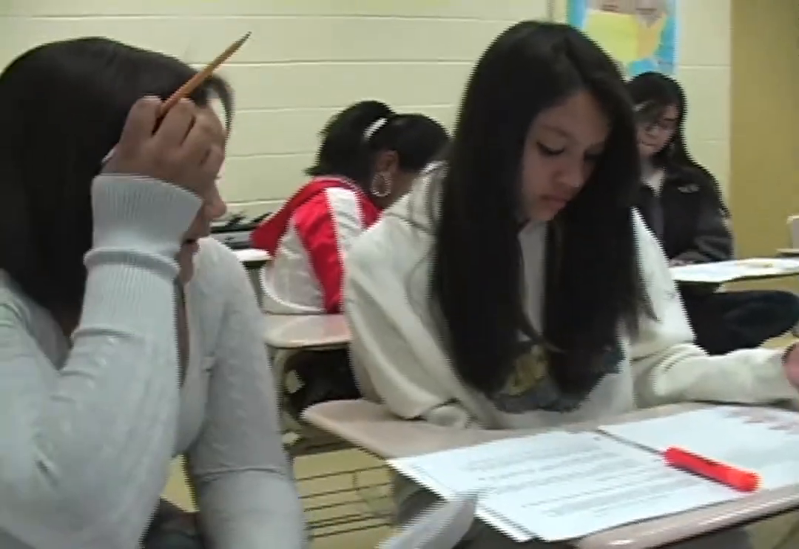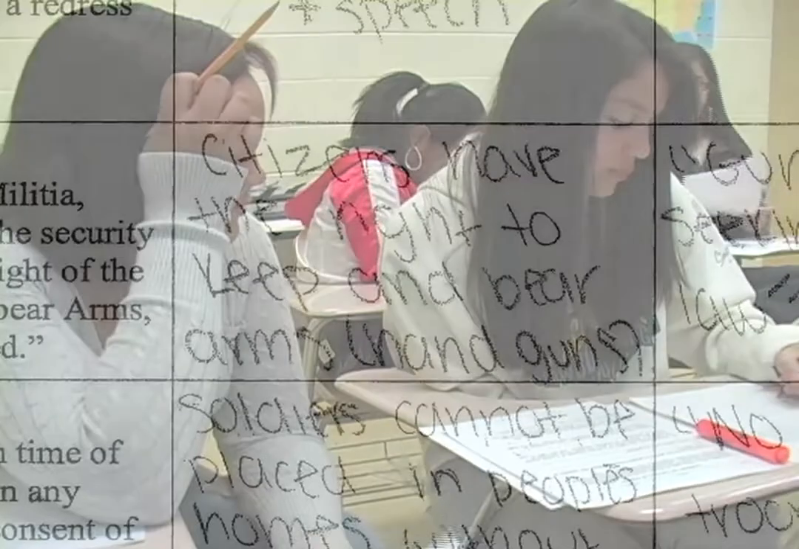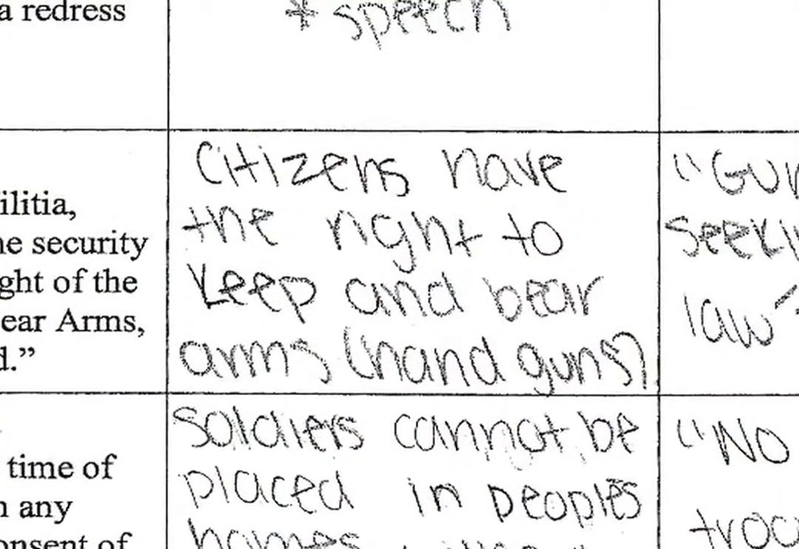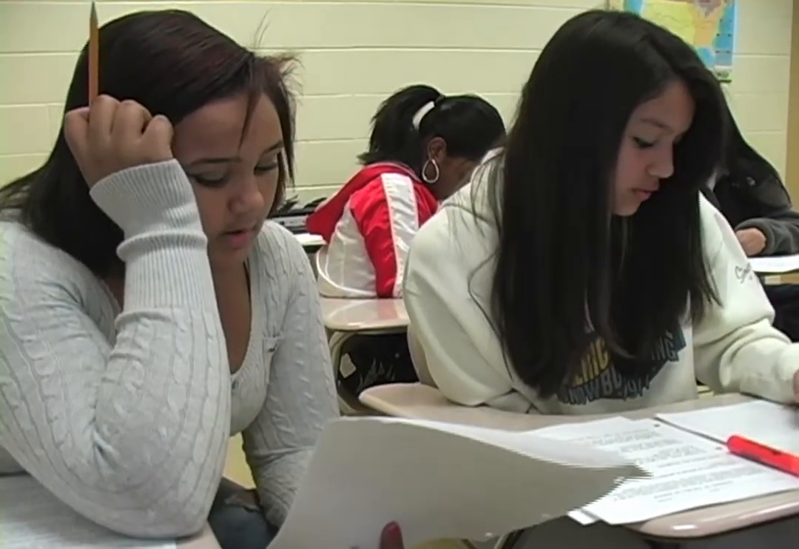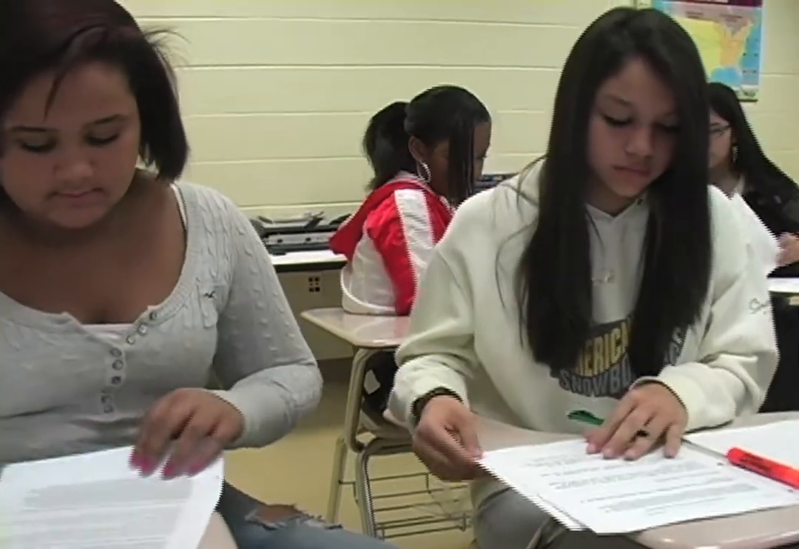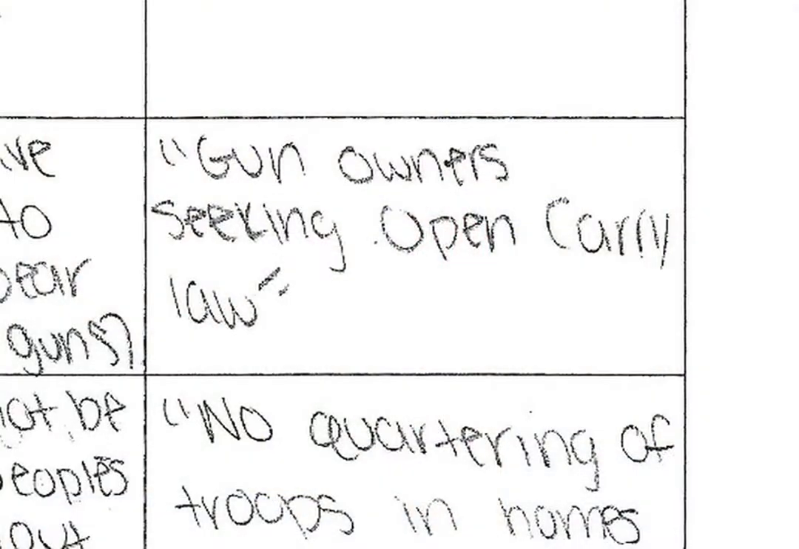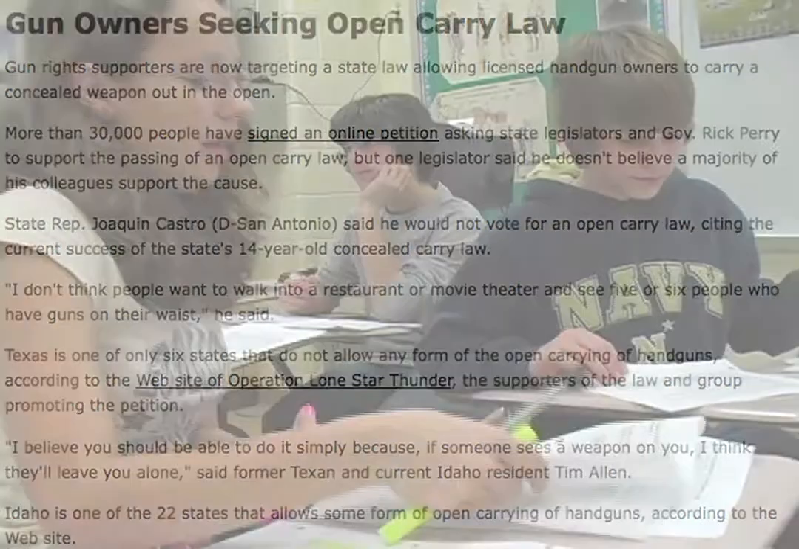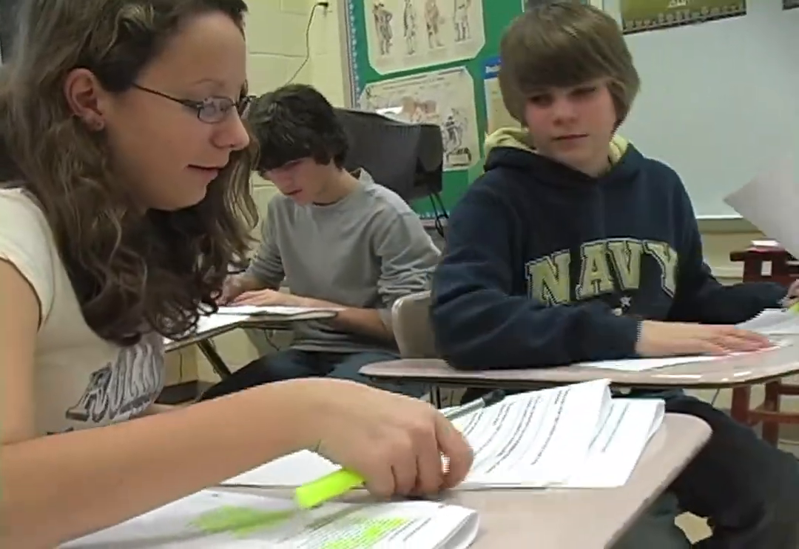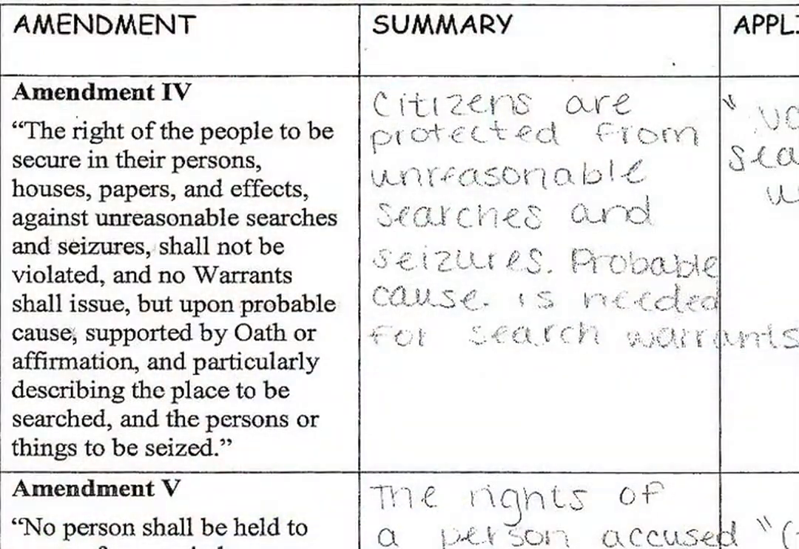But, like, everyone has the right to bear arms. Okay. What did you get for the applications? What did you get for the applications? Oh, it's on the second page. It's gun owners seeking open carry law. Okay. Yeah. Its citizens are protected from unreasonable searches and seizures, and probable cause is needed for search warrants.